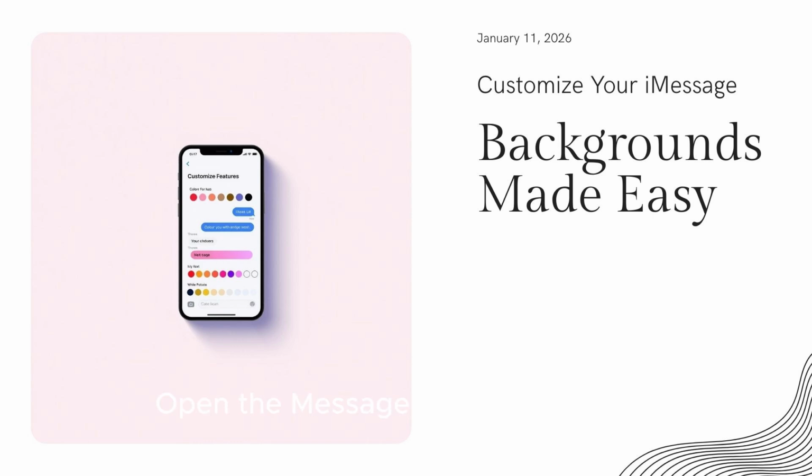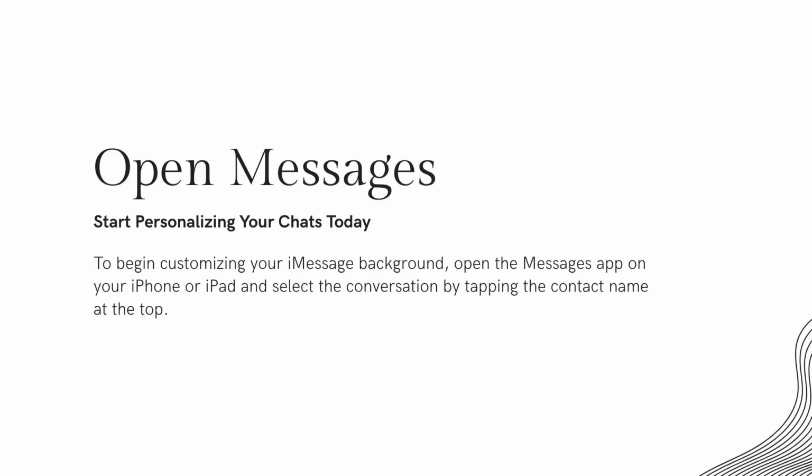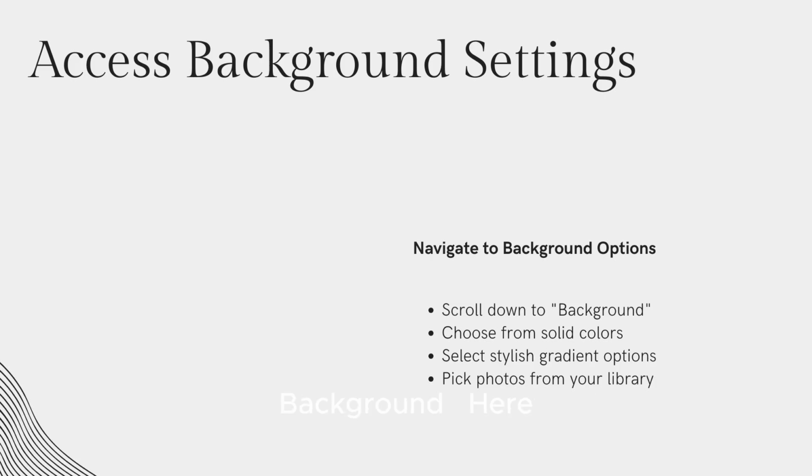Open the Messages app and select the conversation you want to personalize. Now tap on the contact's name or the letter I at the top of your screen. This will open the conversation details. Scroll down and tap on the option that says Background.